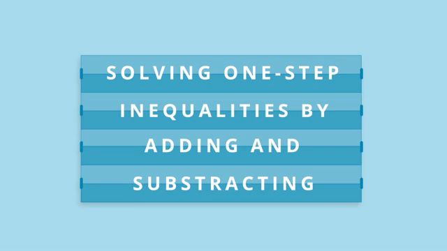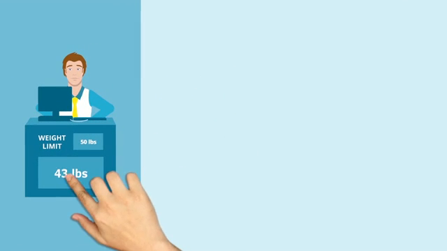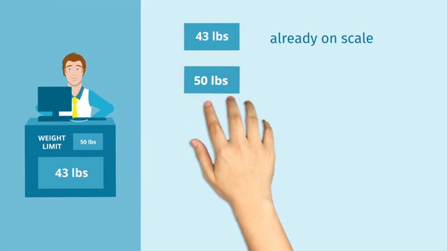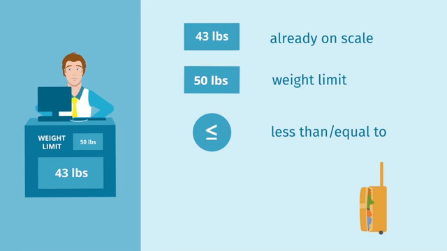and subtraction. So let's summarize our given information. 43 pounds are already on the scale. 50 pounds is the maximum weight limit. This means her bag should weigh 50 pounds or less. So we use the less than or equal to sign.